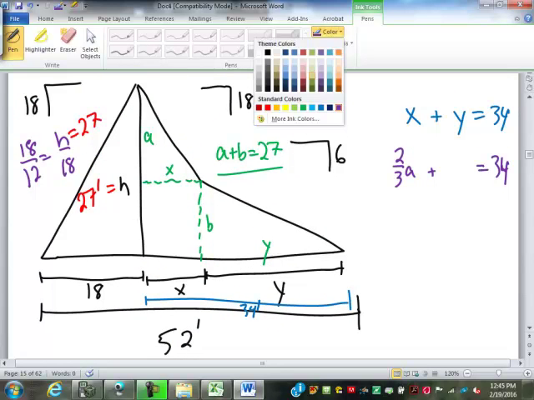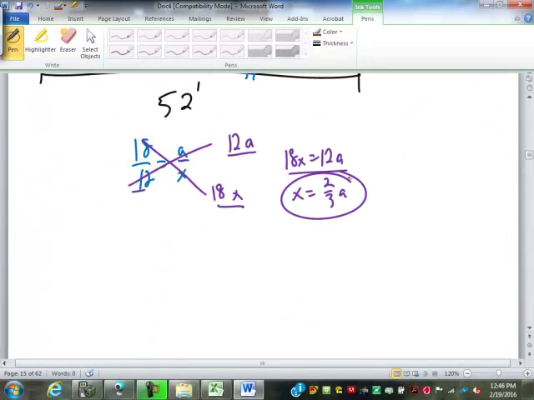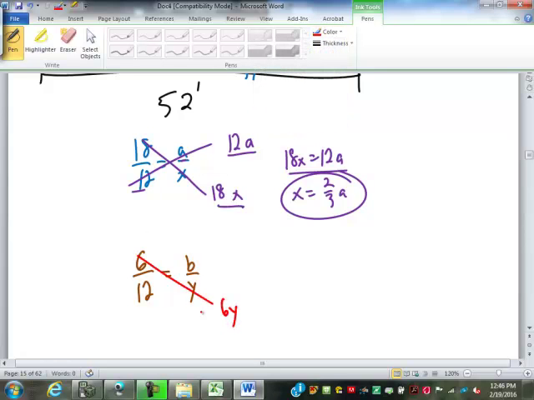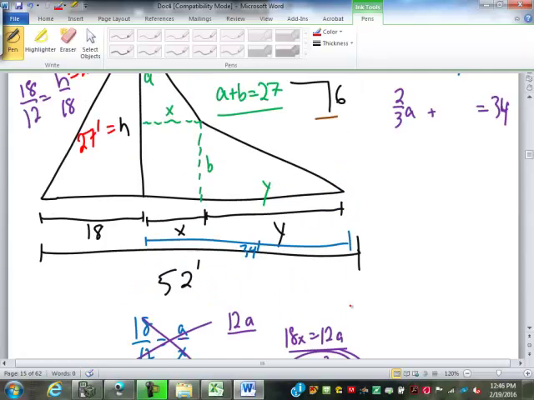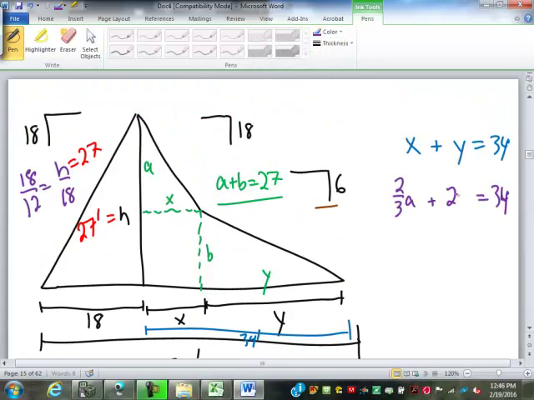Now for this one here, it's 6/12. So I have 6 over 12 equals b over y. Cross multiplying there, I got 6 times y is 6y. 12 times b is 12b. 6y equals 12b. Divided by 6, y equals 2b. So I put 2b in here for y.